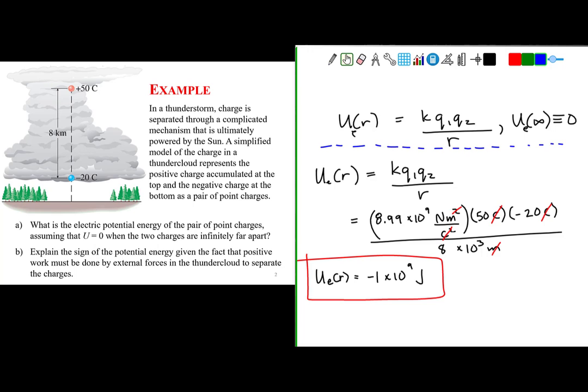So right now you're probably wondering, why is the potential energy negative? Why isn't the potential energy between these two charges positive? Not only is it negative, it's minus 1 billion joules of potential energy.